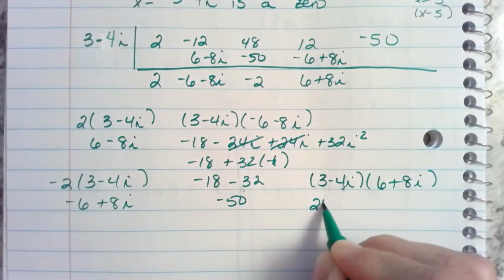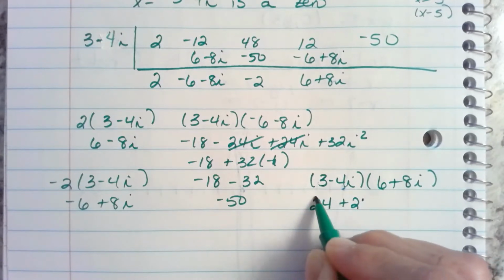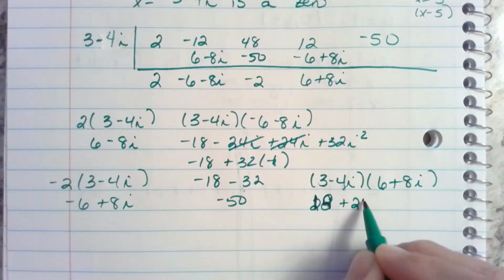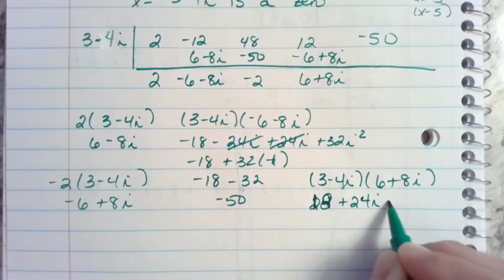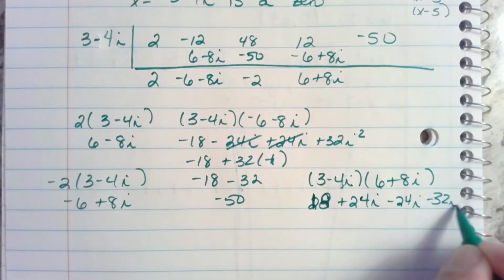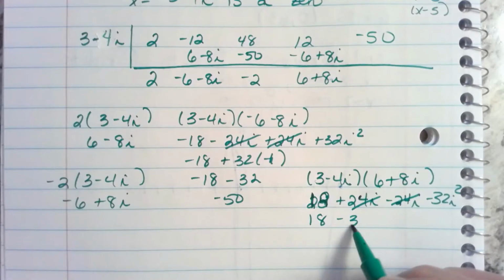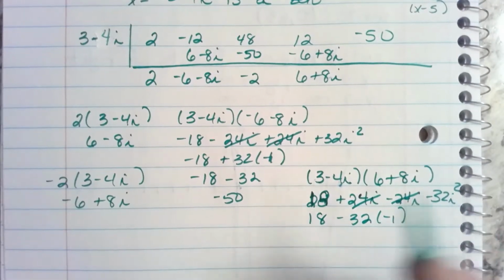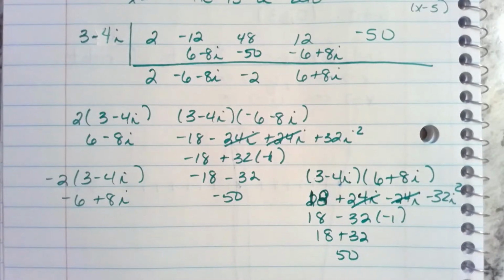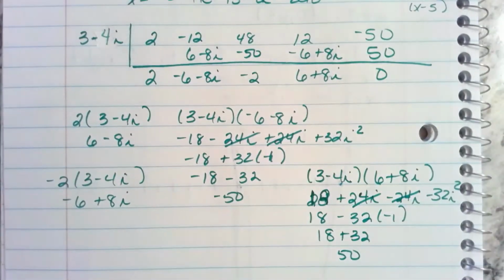That's 24 plus 20, that's not 24, that's 18. That's 24 minus 24i and then minus 32i squared. So we have 18 minus 32 times negative 1. So 18 plus 32 is 50. And when we add those, we get 0.